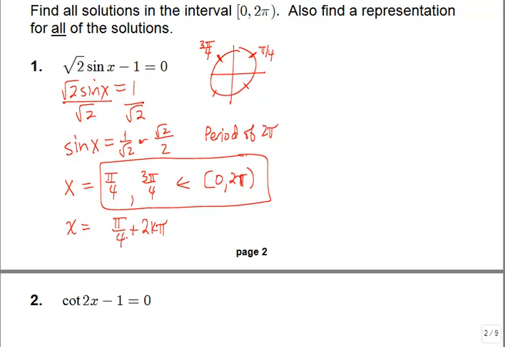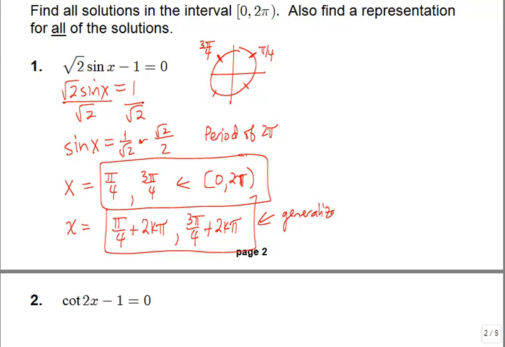So pi over 4 plus 2k pi will get every possible angle that's equivalent to pi over 4 with all of its 2 pi multiples. And then if we take 3 pi over 4 and add 2k pi, then we'll get all the angles that are equivalent to 3 pi over 4 in quadrant 2. So here would be all of our generalizations.